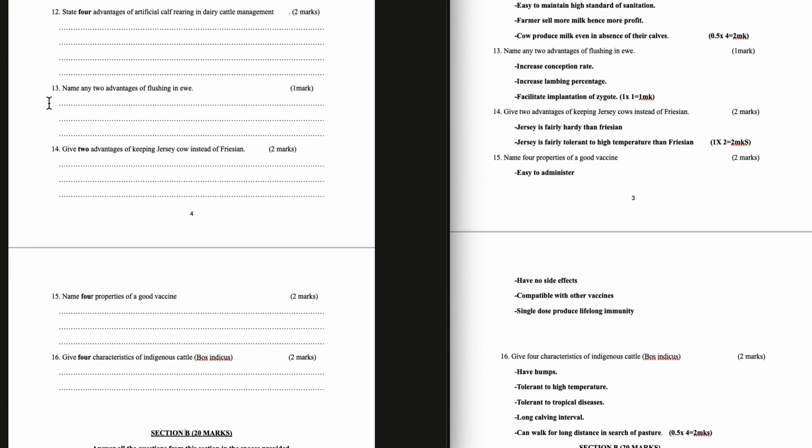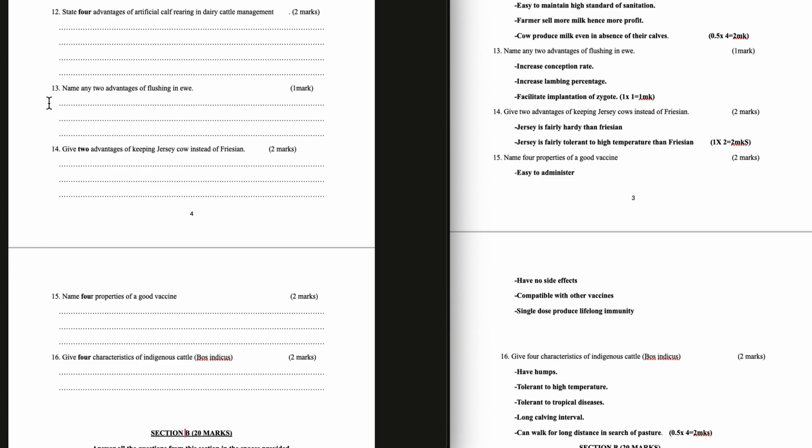Question 15. Name 4 properties of a good vaccine. Easy to administer, have no side effects, compatible with other vaccines, single dose produces lifelong immunity.